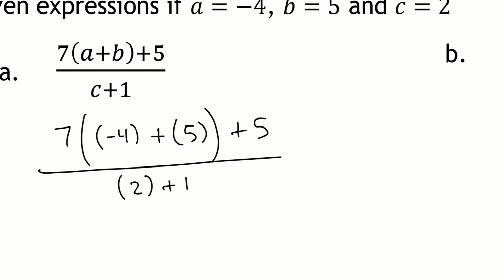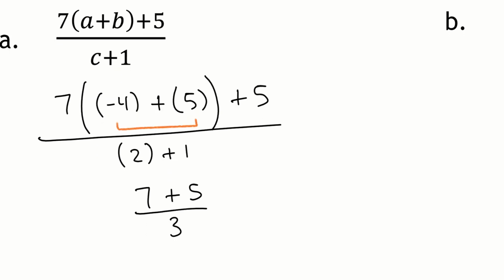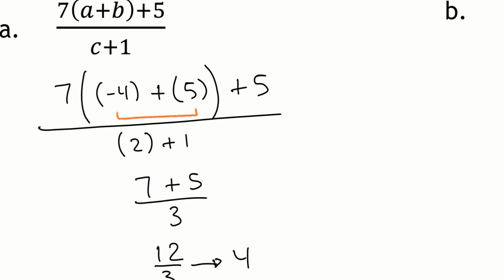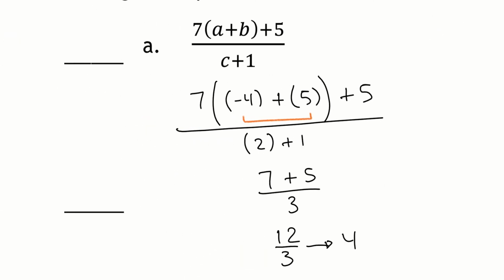So as I look across in the numerator, I can see that if I combine those, I get positive 1. Negative 4 and 5 is positive 1. Well, that just means that that's 7 plus 5 in the numerator. And in my denominator, I have 3. And yes, 7 plus 5 is 12, and 12 over 3 is the number 4. So with those values a, b, and c, the expression evaluates to 4, so I'll just write it right there.